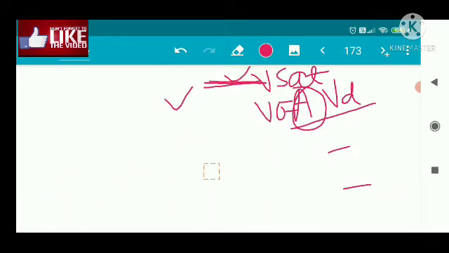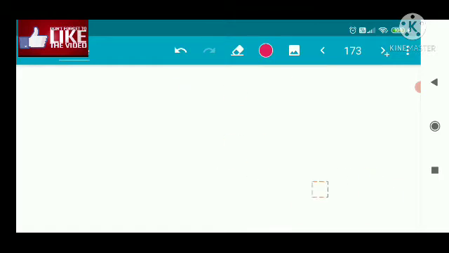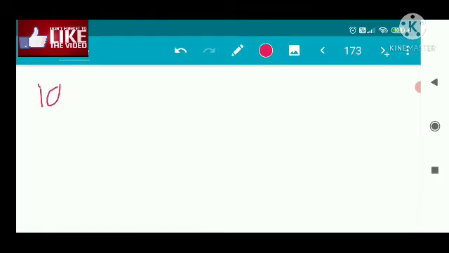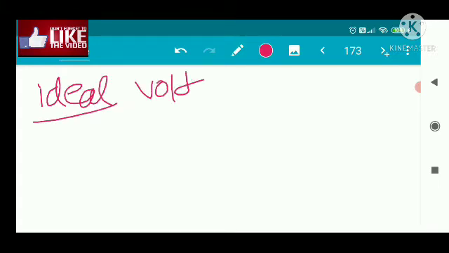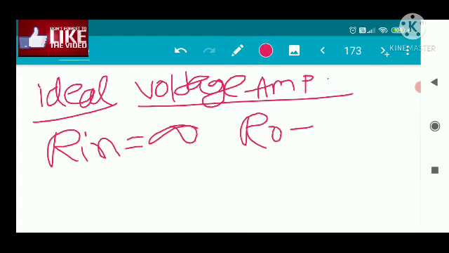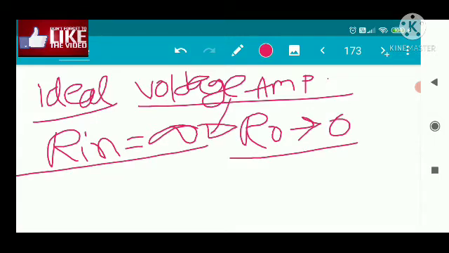Next is the ideal op-amp. Whenever we discuss the ideal op-amp, we have said that it is a voltage amplifier. We discussed that the op-amp is a voltage amplifier. In the case of a voltage amplifier, likewise in the op-amp, input resistance is infinite and output resistance tends to 0, that means almost equal to 0. That is the characteristic of a voltage amplifier, and it also applies to the op-amp, as the op-amp is a voltage amplifier.